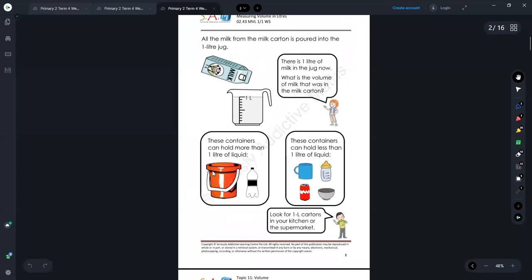Then get them to discuss some common household containers. What is 1 liter? A milk carton, depending on what kind of milk they buy. This kind of milk carton, by and large, is 1 liter. Then get them to think about the big Coke bottle, which is 1.5 liters, or the pail. Then think about other items that are less than 1 liter.